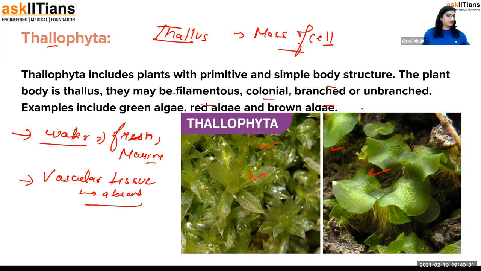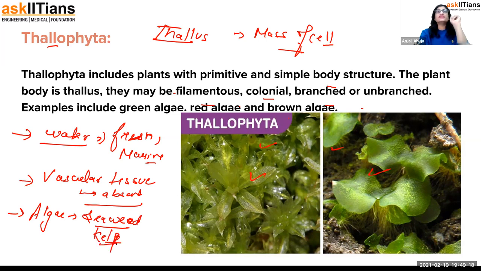Now talking about algae itself, in this category. If I talk about the algae, we call algae as weeds also. Seaweeds. Sometimes we write it as kelp. So seaweed, there are many products also in the market. If you have heard, seaweed shampoo, conditioner, many products are there.